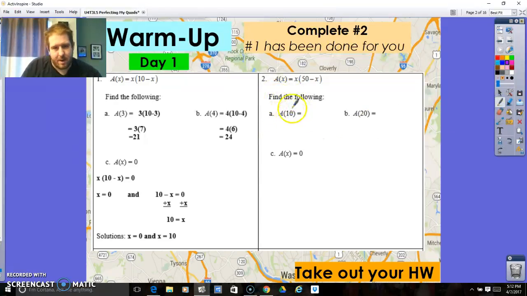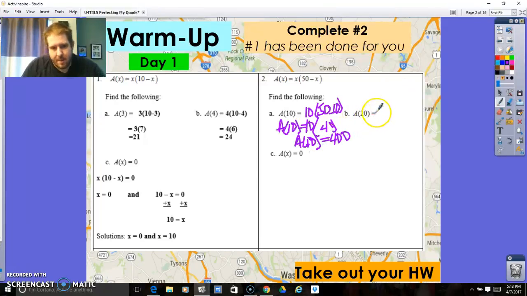I'm going to do the same thing over here. I'm going to put 10 in for x and solve. So that would be 10 times 50 minus 10. Okay, pen. There we go. 50 minus 10 is going to give us 40. So we can say A of 10 is equal to 10 times 40. And then A of 10 is equal to 400.